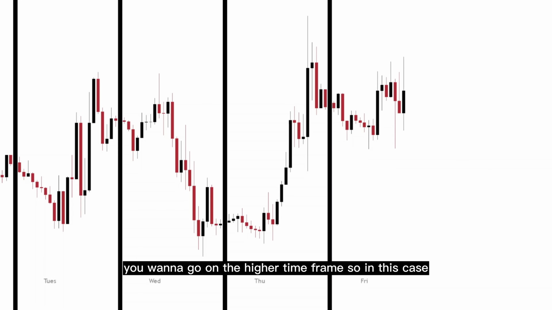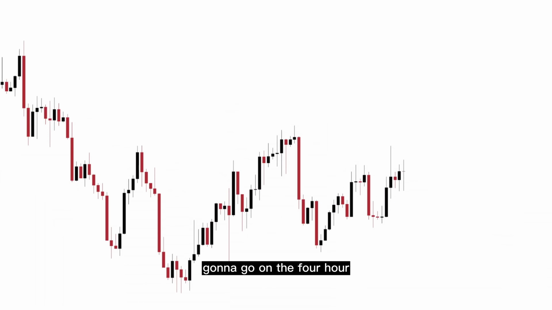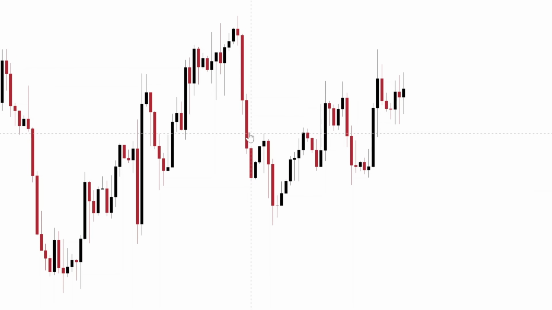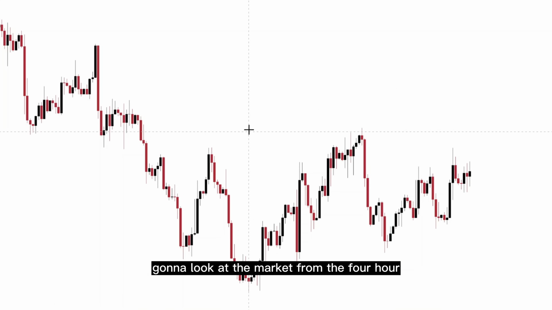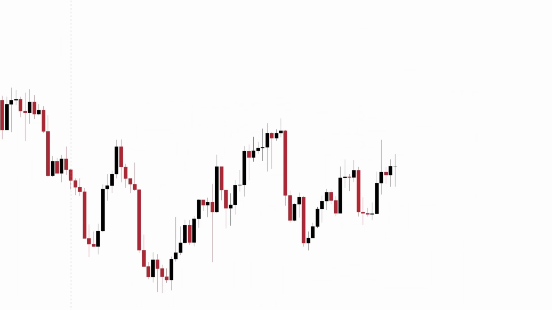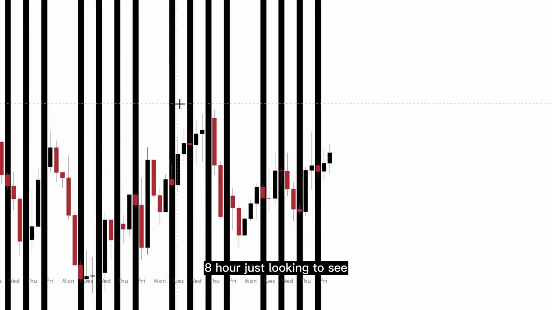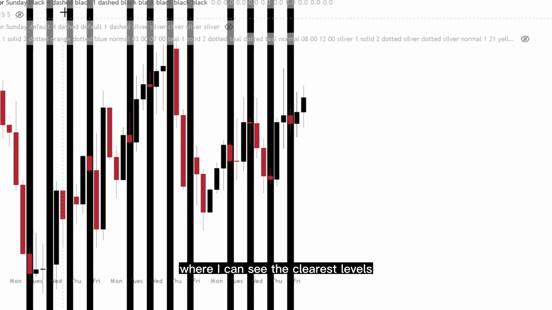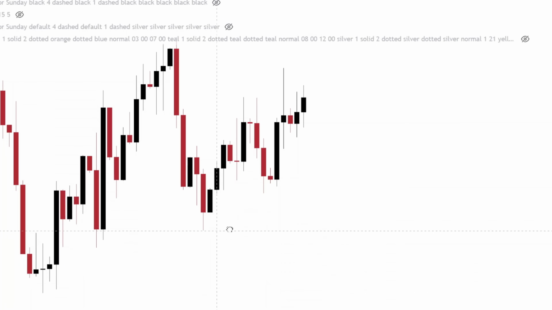So now that the new week is going to start, what you want to do is go on the higher time frame. So in this case, I'm going to go on the 4 hour. I'm going to look at the market from the 4 hour, 6 hour, 8 hour. Just looking to see where I can see the clearest levels.